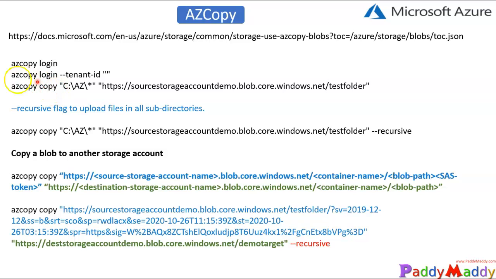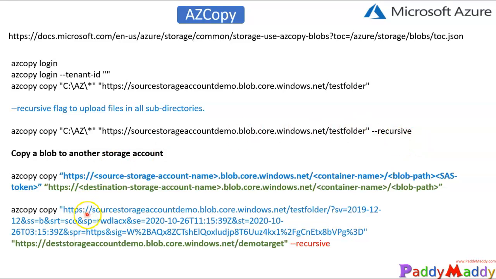And the command for copying with AzCopy from local files: I have a folder called Az in my C drive, which contains some images and folders. If I want to copy just the files, I would use this command, azcopy from my source to my blob location. And if I want everything including the folders to be copied, I need to use the recursive flag at the end of the command here.